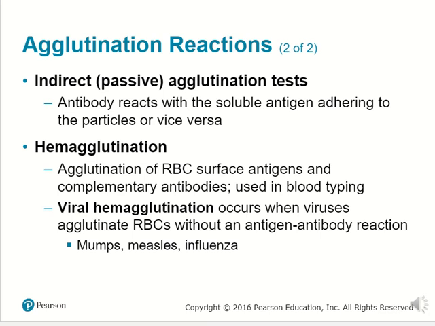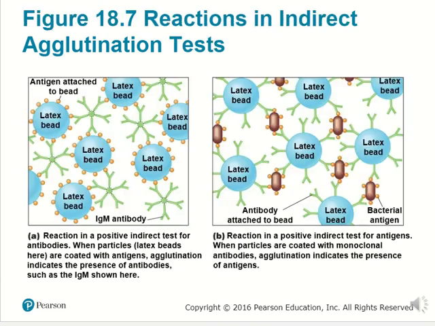Now, viral hemagglutination occurs when viruses agglutinate red blood cells without an antigen-antibody reaction, and examples of those viruses could be mumps, measles, as well as influenza.